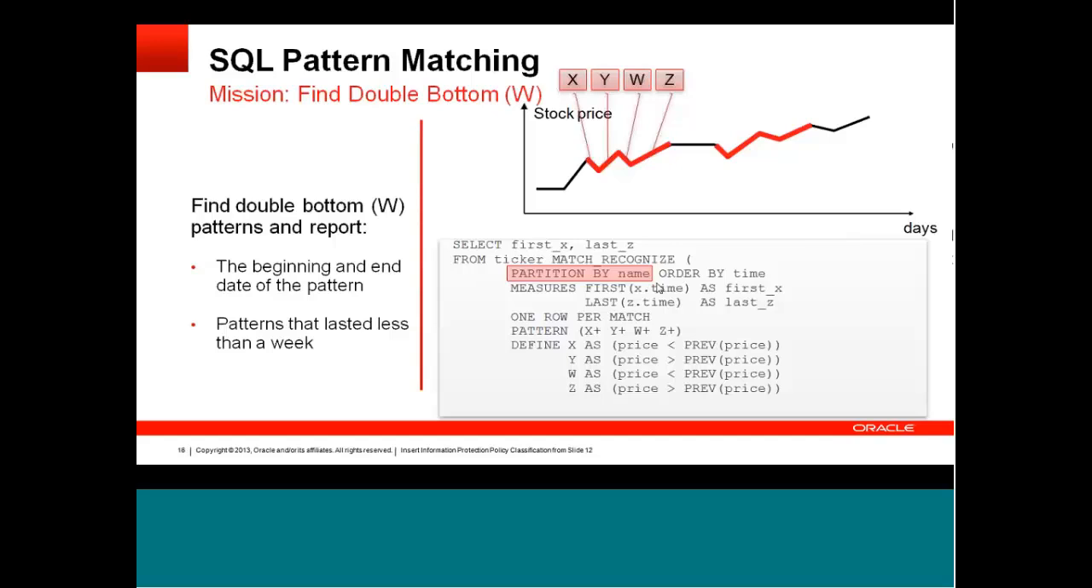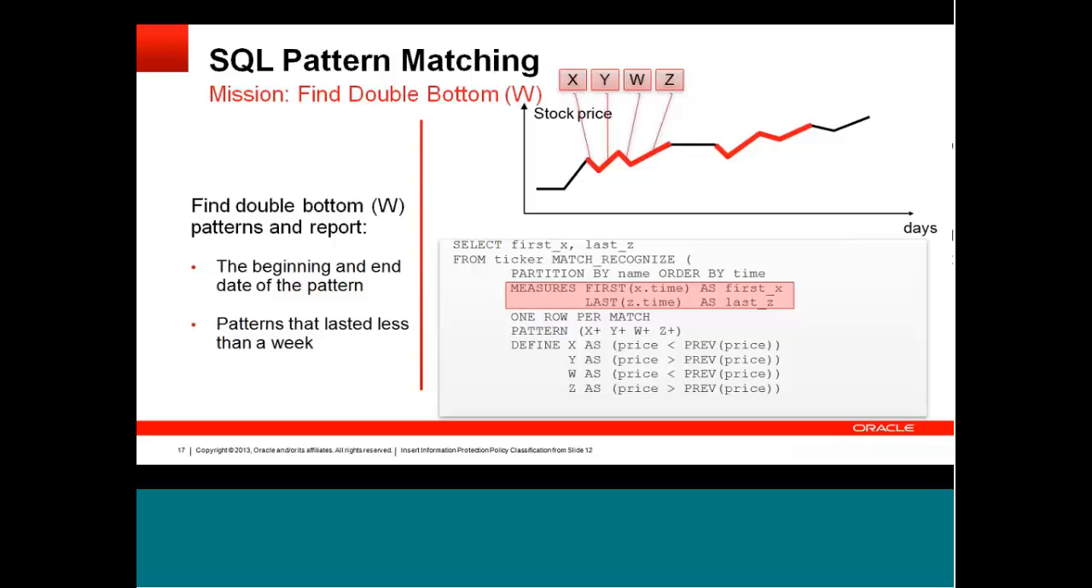So once the table is partitioned based on the stock name, we have the order by. The order by clause is applied for each partition to order values within the partition based on the time of purchase. So within each partition, order by clause is applied, and it orders the rows within the partition based on the time of purchase.